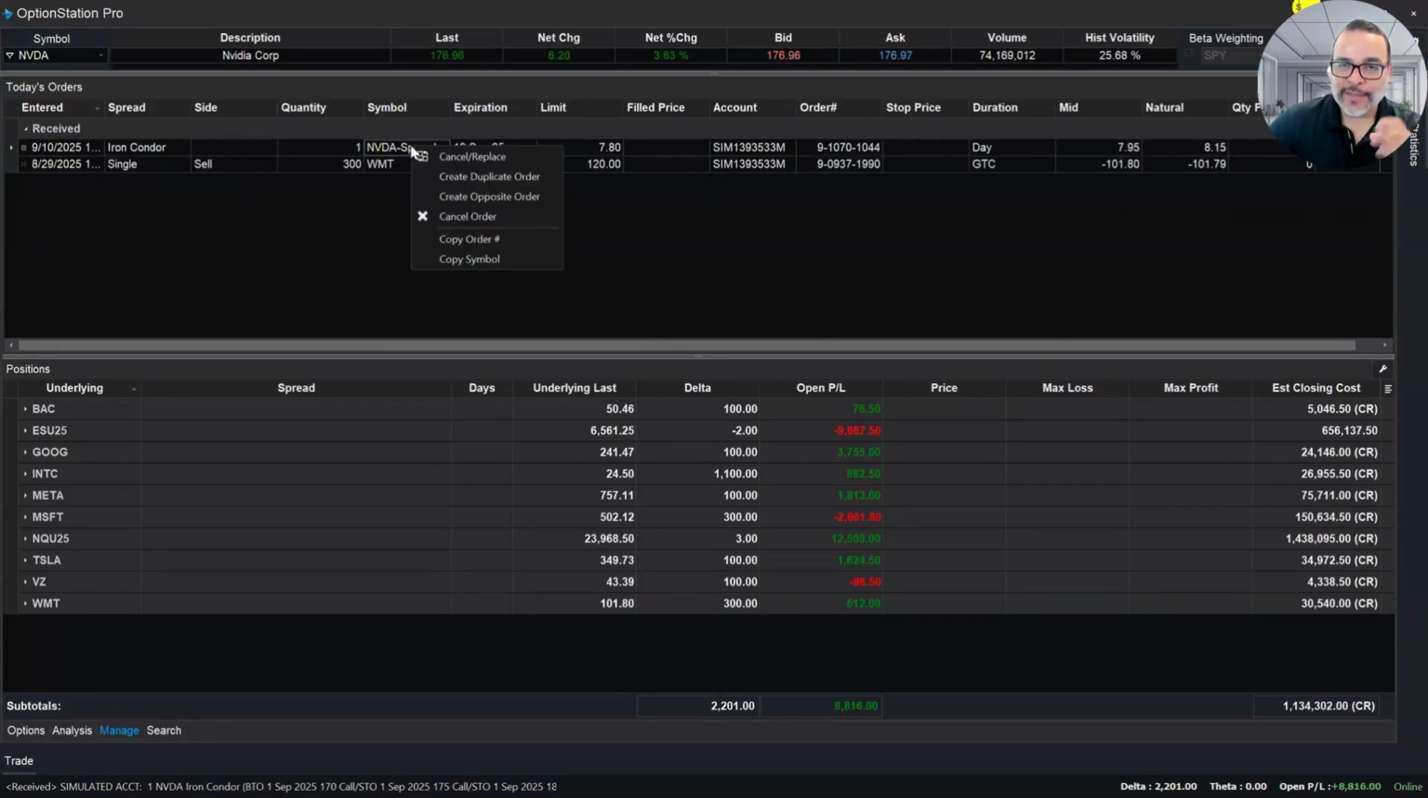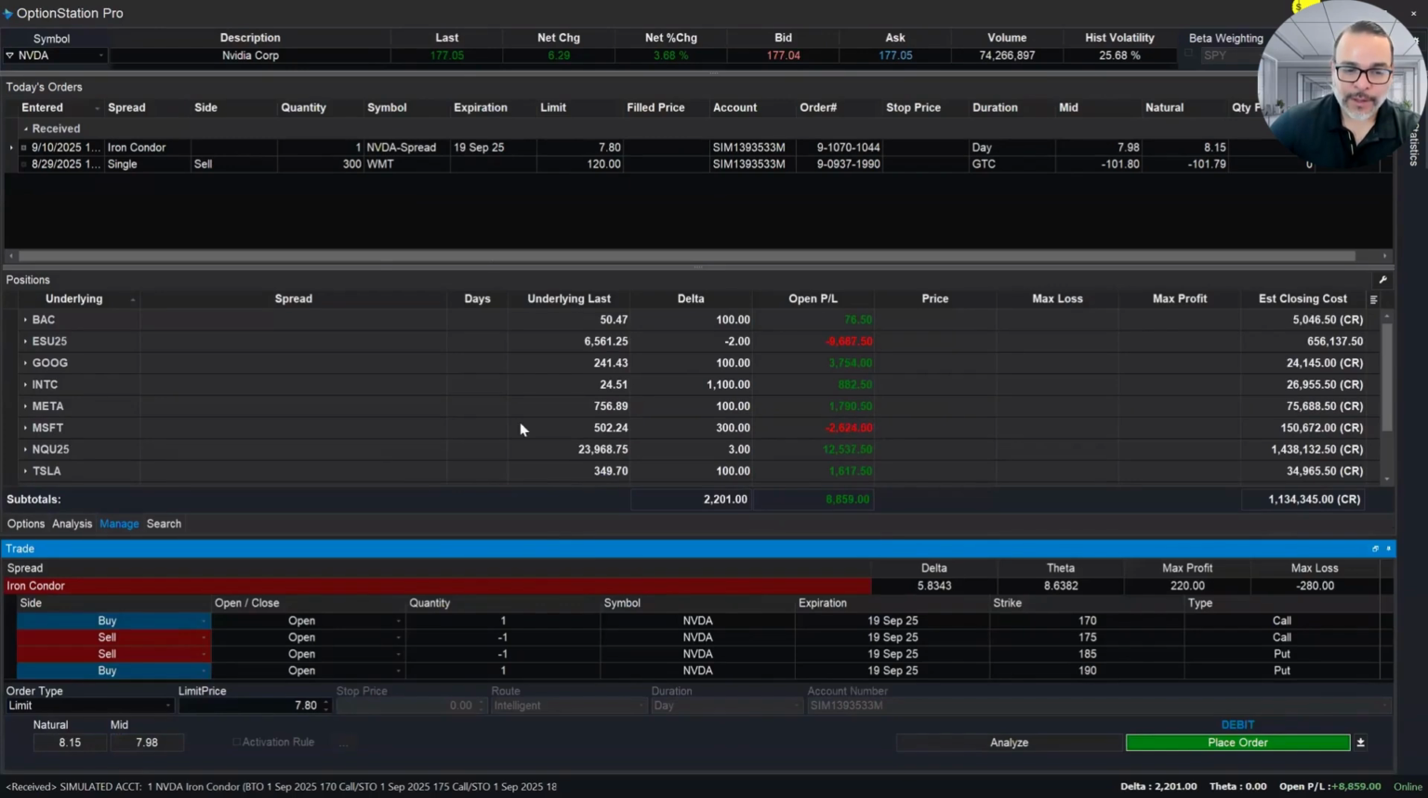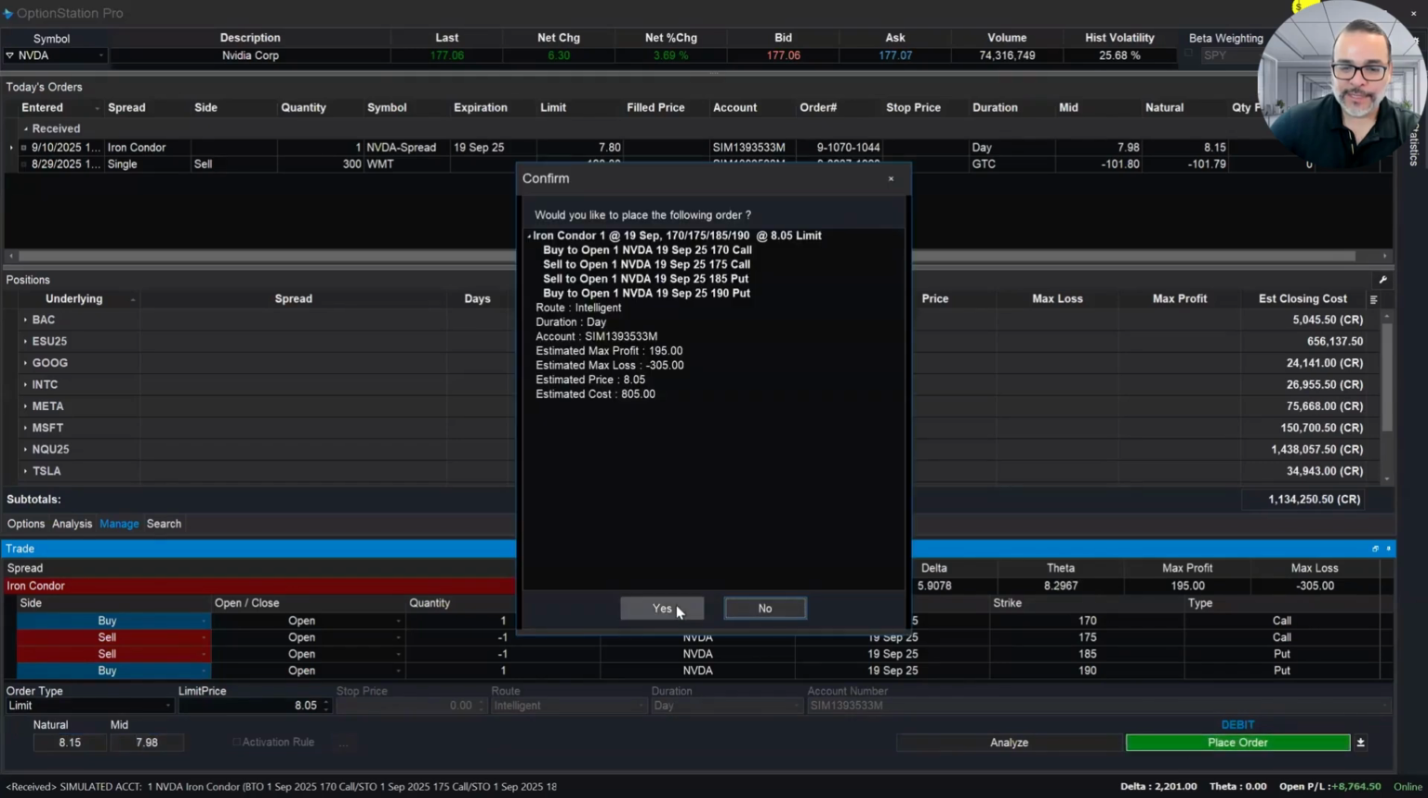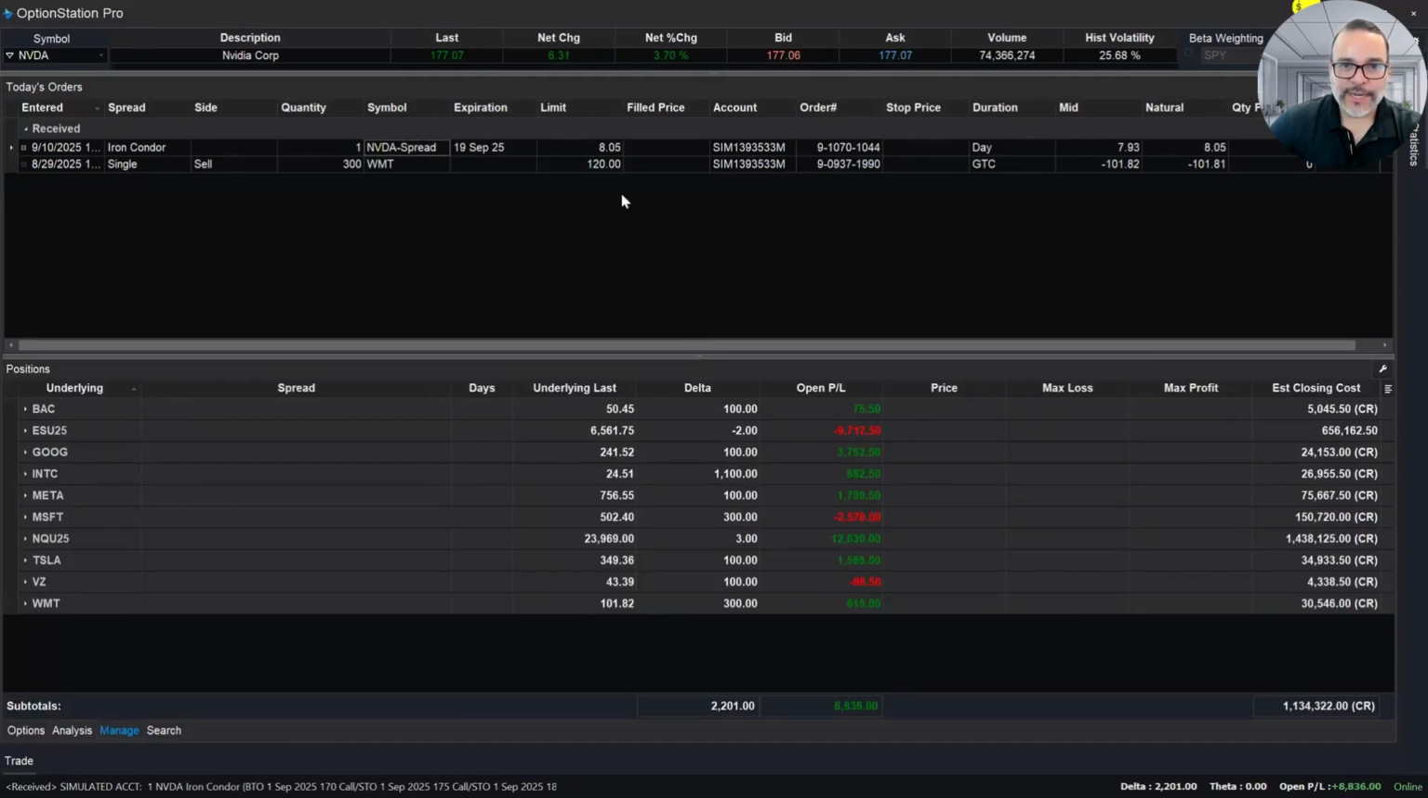But I can right click on that row, just right click on the row, and you can do a cancel replace. The trade bar will pop up from the bottom one more time. And all you need to do is probably click on the natural button and then place the order and say yes. So I changed the order. You can see right here at the top that my limit price is $8.05.